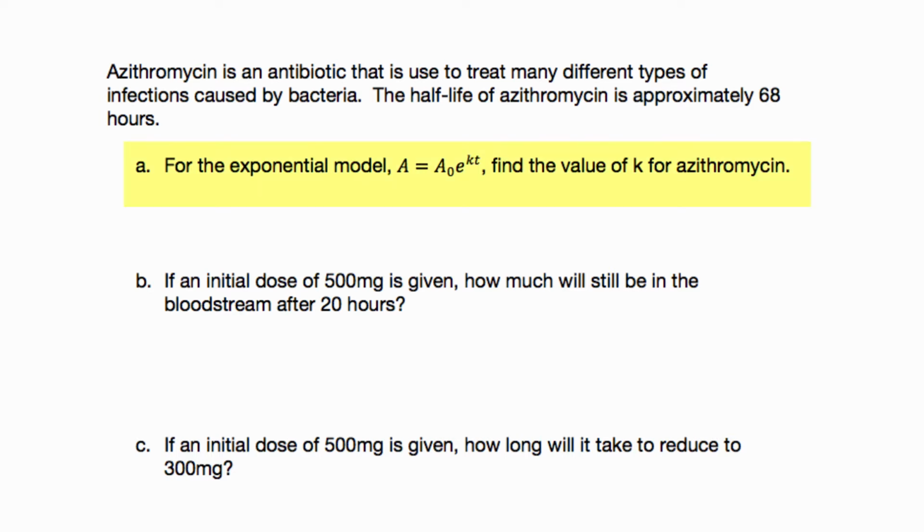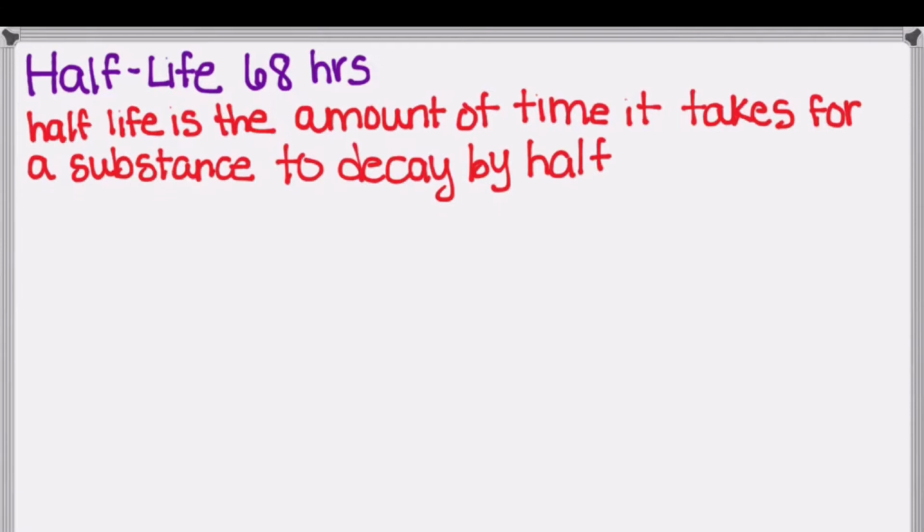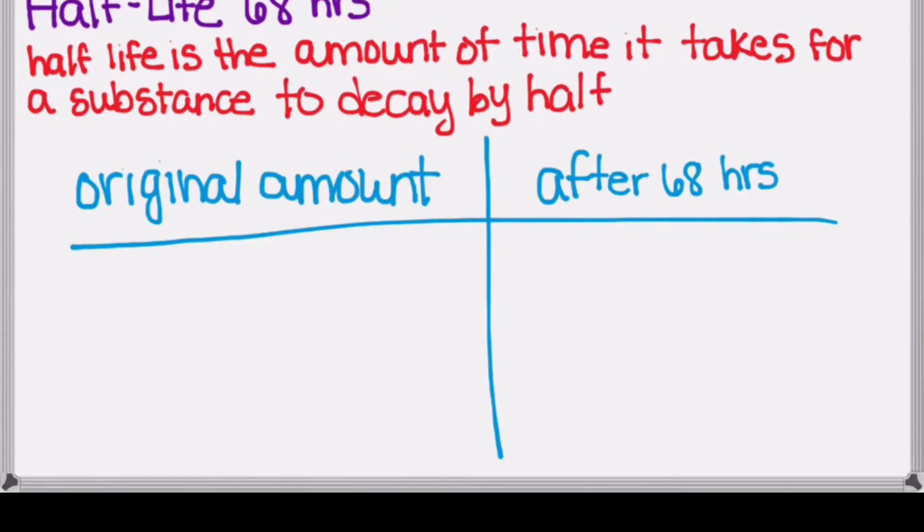The first thing we're going to try to do is find the k value in the exponential model. A is equal to a sub 0, which is sometimes called a naught, times e to the kt. And let's first just look a little bit at half-life. Half-life is the amount of time it takes for a substance to decay by half. Let's look at what it means for this example, where there's a half-life of 68 hours.